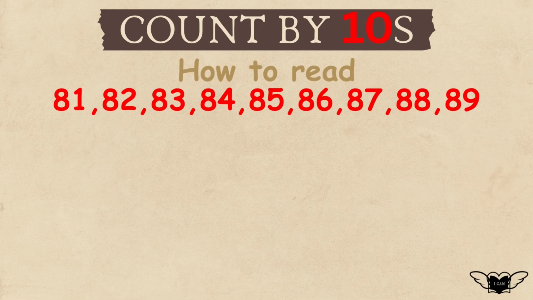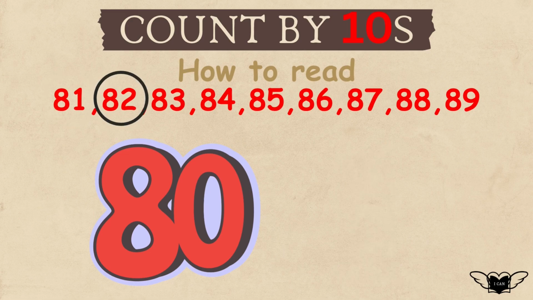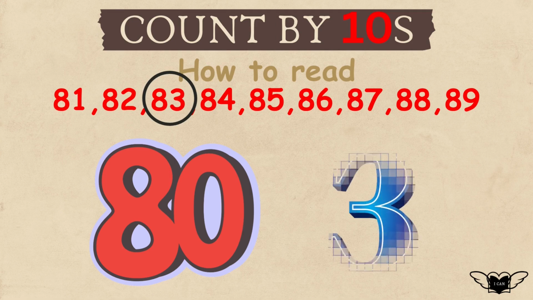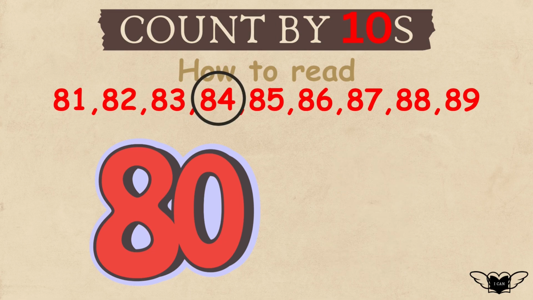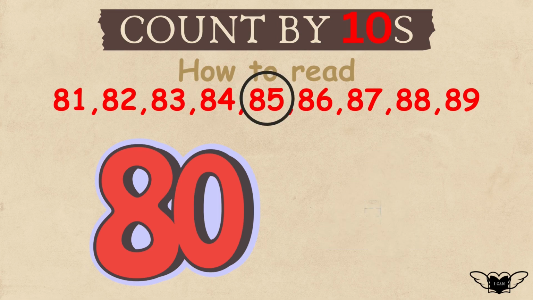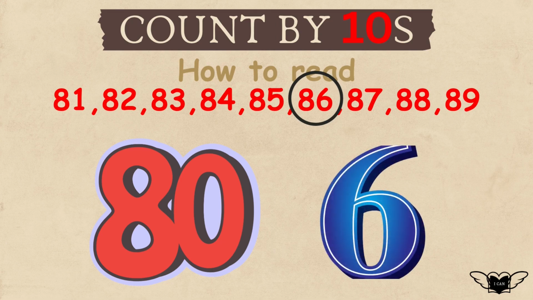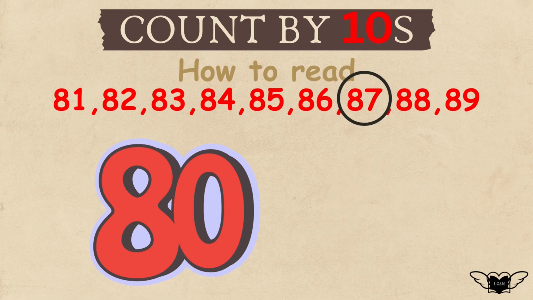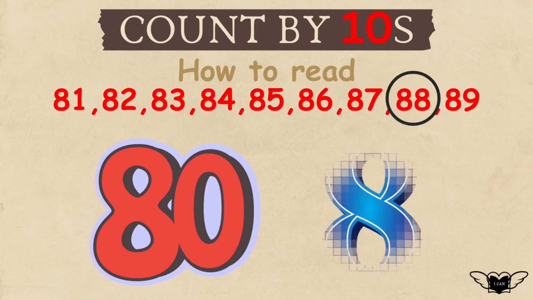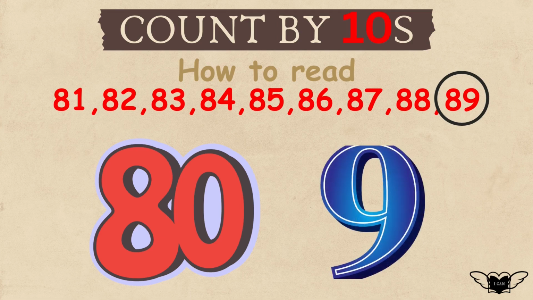How to read these numbers. 80, 1, 81. 80, 2, 82. 80, 3, 83. 80, 4, 84. 80, 5, 85. 80, 6, 86. 80, 7, 87. 80, 8, 88. 80, 9, 89.